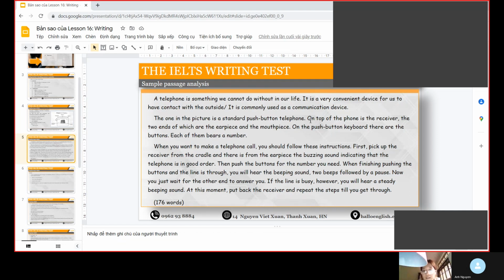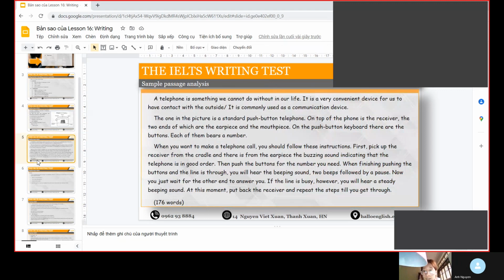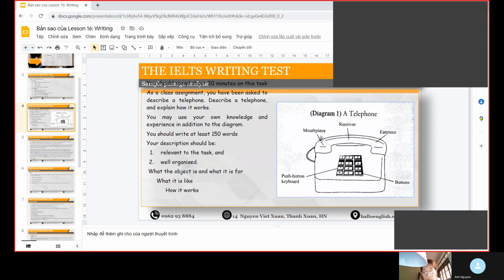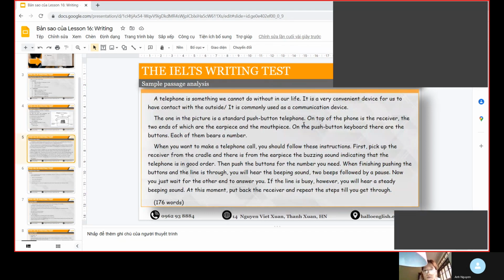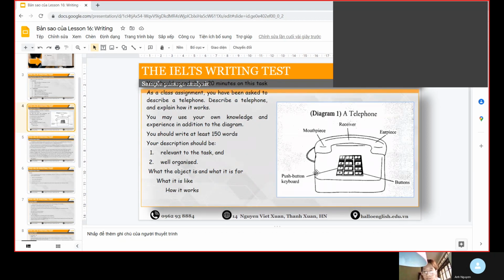Next, the details of the telephone. On top of the phone is the receiver, as you can see, and the two ends of which are the earpiece and the mouthpiece. On the push button keyboard, there are the buttons. Each of them bears a number, so that you can push when you want to make a call.